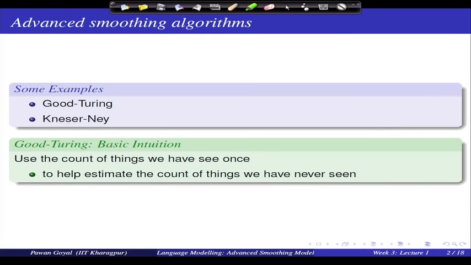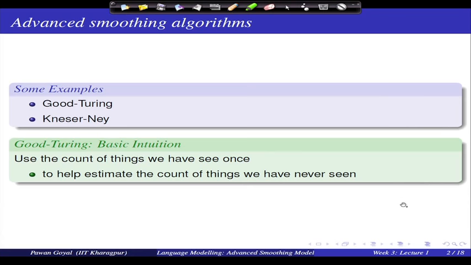This just tries to adjust the probability mass so that the things that were seen twice are used to find the probability for the things that were seen once. Things that were seen once are used to estimate the probability for the things that were not seen at all. So the idea is that we use the count of things we have seen once to find the count of things we have never seen.